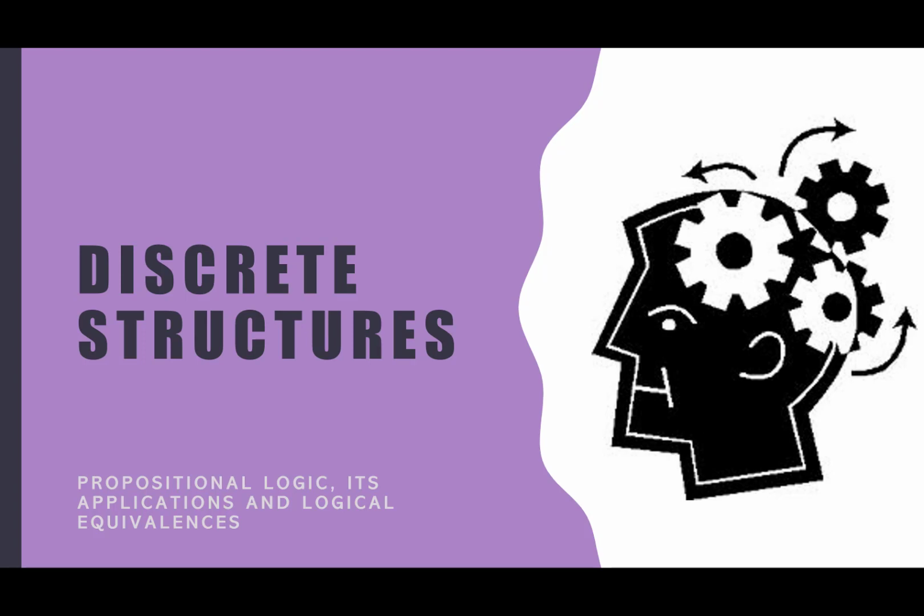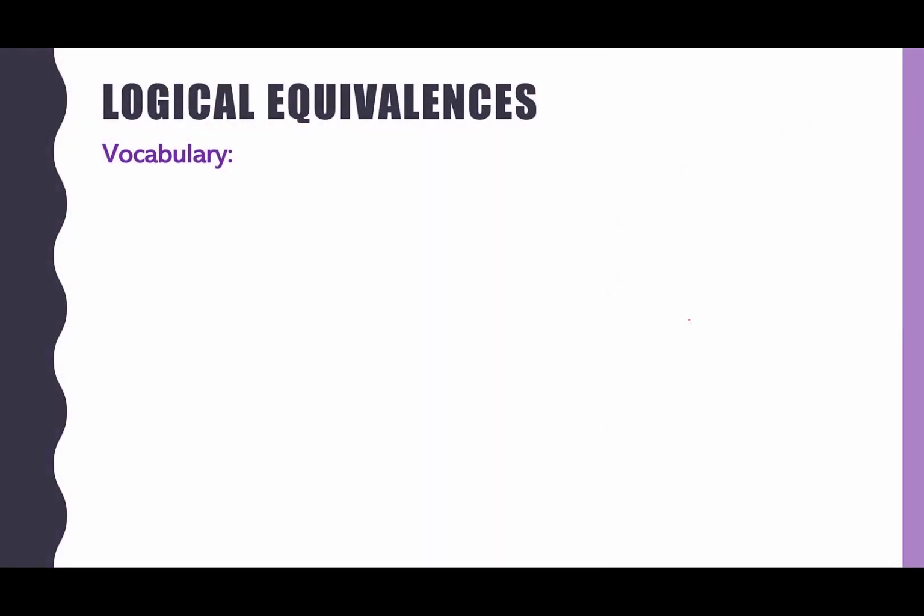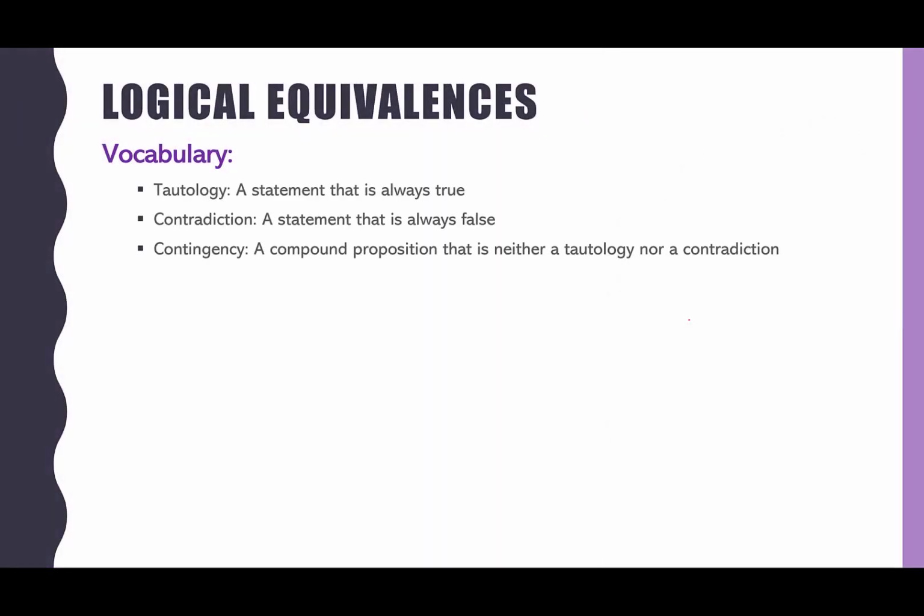So the next thing we're going to be looking at is what's called logical equivalences. Let's look at a few pieces of vocabulary to wrap our heads around what this is all about. Number one, tautology. You may have never heard of this word before, but you'll hear it more regularly. Maybe somebody on the news will use it. It's a statement that's always true, a claim that is true no matter what. And then a contradiction is the opposite of that. It's a statement that is 100% always false.